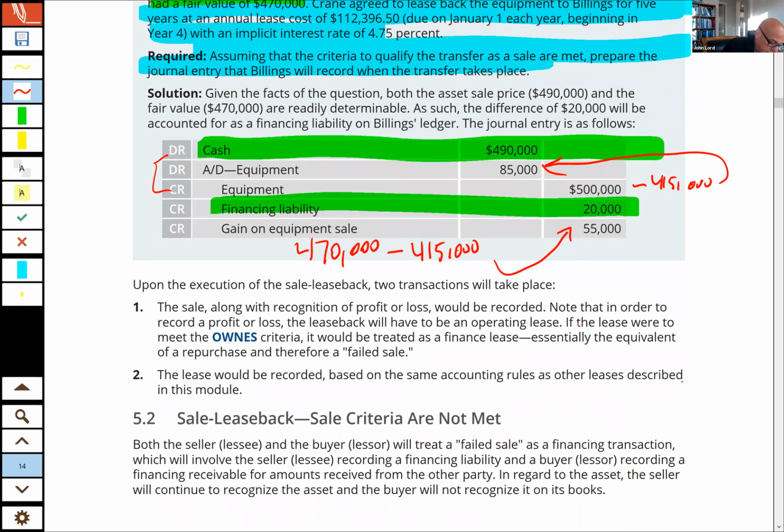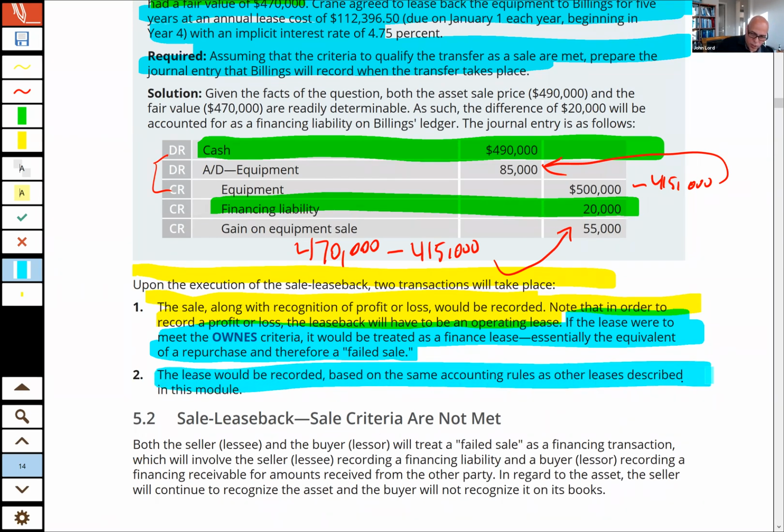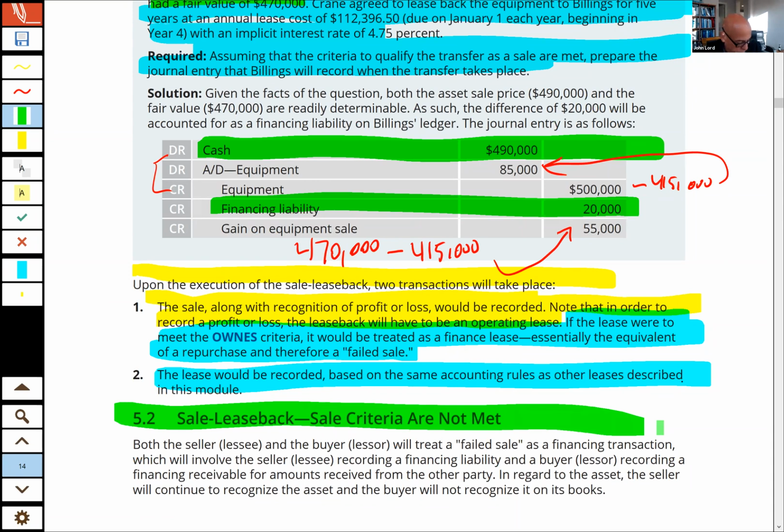Now you take a look, and we say that upon the execution of the sale leaseback, two transactions have taken place. The sale, along with the recognition of the profit or loss, would be recorded. Note that in order to record a profit or loss, the leaseback will have to be an operating lease. If the lease had met the ownership criteria, it would be treated as a financing lease and a failed sale. In that case, we would treat it the way we've already talked about, as a financing lease, and account for it appropriately. They're calling it a failed sale, but then we would just go into the financing lease criteria, this process that we've already talked about.